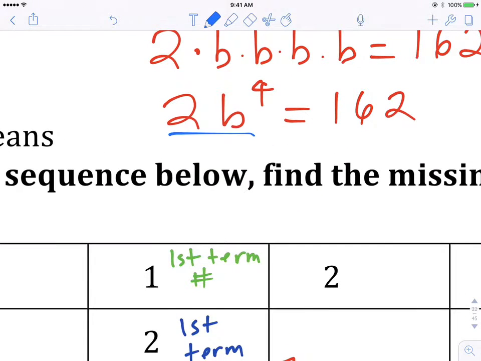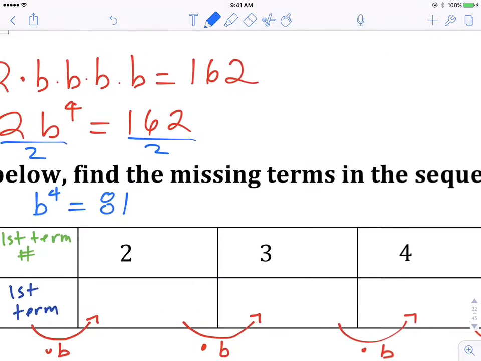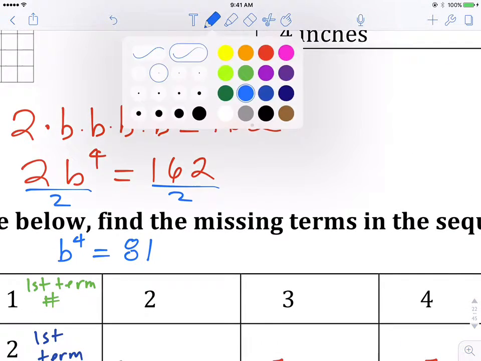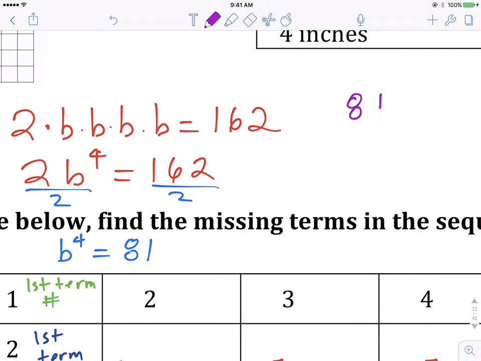So if I was to divide by 2, b to the 4th would equal 81. And so here, b to the 4th equals 81. And without knowing anything about roots, you could take 81 and break it up into its prime factors. What that looks like is this. Let me just take 81 over here, pick a different color, and let's use a prime factor tree.